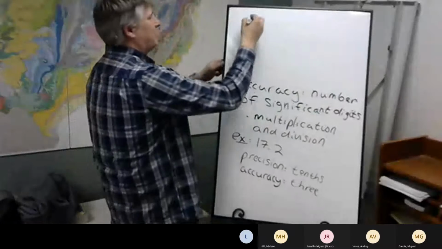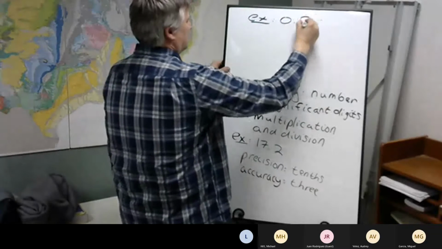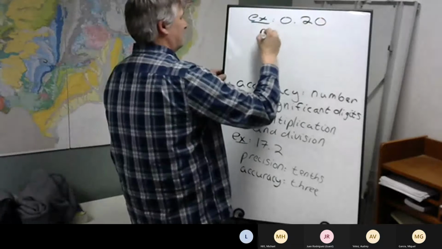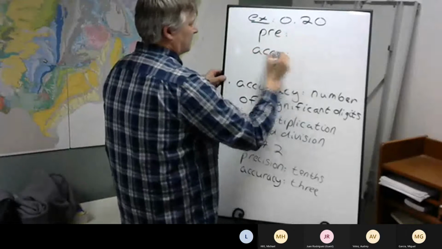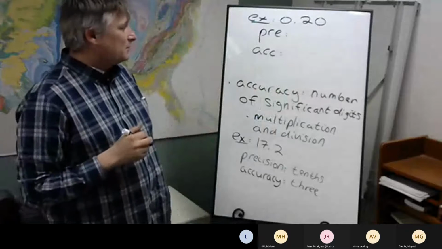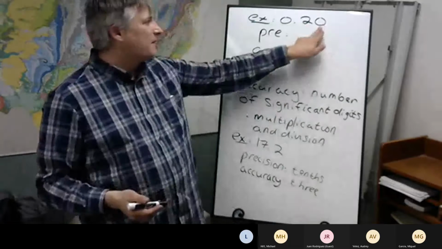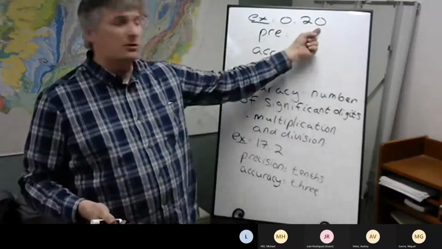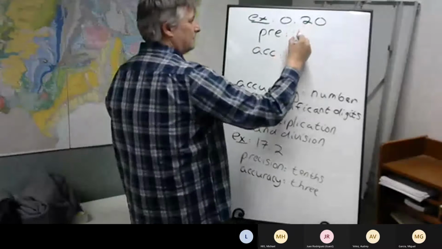Let's try this one. Abbreviate precision and abbreviate accuracy. So what's the precision on this? Well, we've got a 0 on the far right end of our decimal number. So that means these zeros are going to be significant. So this 0 is in the hundredths place.